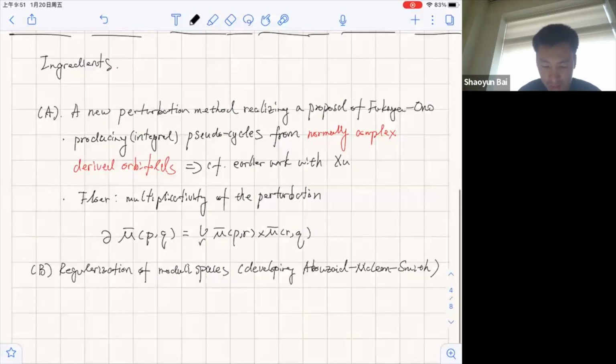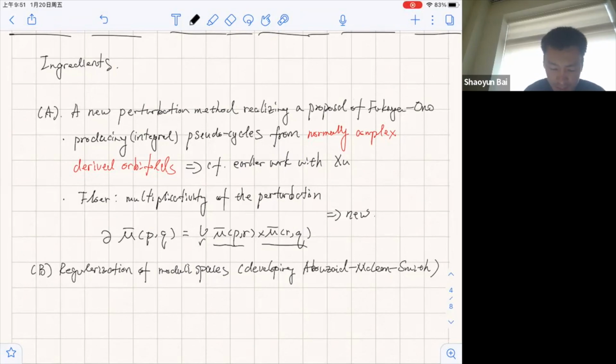So for our construction of perturbation, we do it inductively. We construct some perturbations on the first component and some perturbation on the second component. We need to guarantee that their product is also a well-defined perturbation. It's not easy to prove at all, so this is something new we need to develop here. Okay, so that's about the perturbation method.